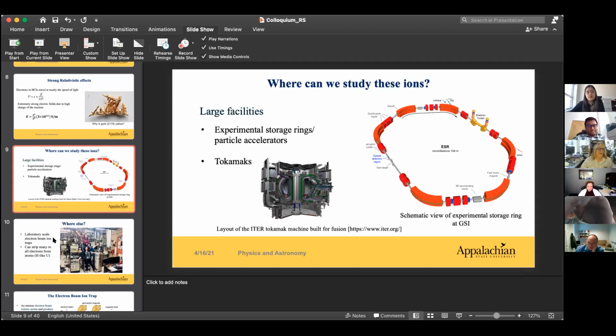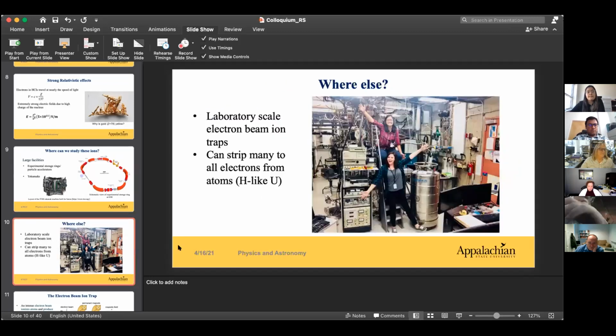So we want to have a system that can create and trap these highly charged ions, but at a more laboratory scale, so that we can do these experiments within our universities, right? So where else can we do this? We can do this in what's called an electron beam ion trap. This picture is actually from my PhD, and this lab is at the National Institute of Standards and Technology. It's the EBIT lab.